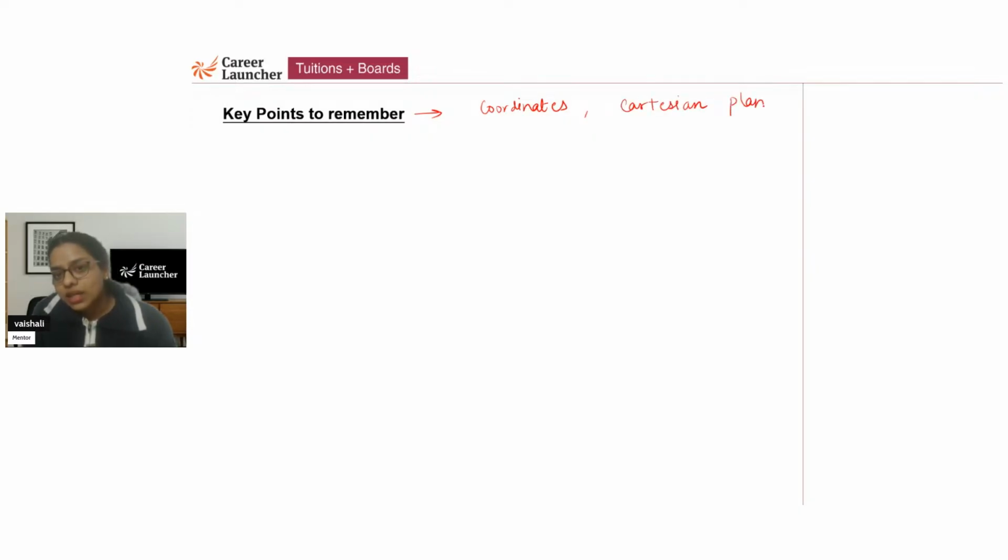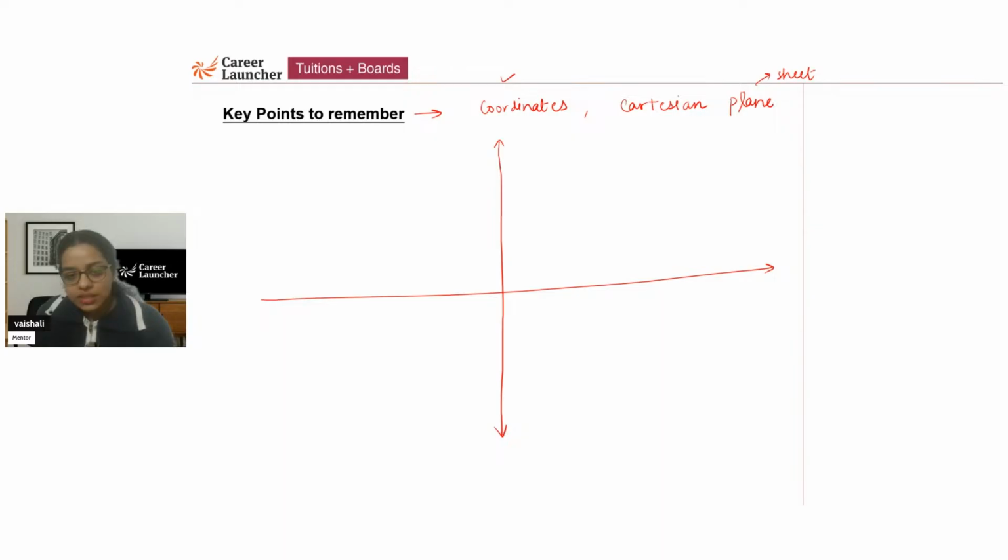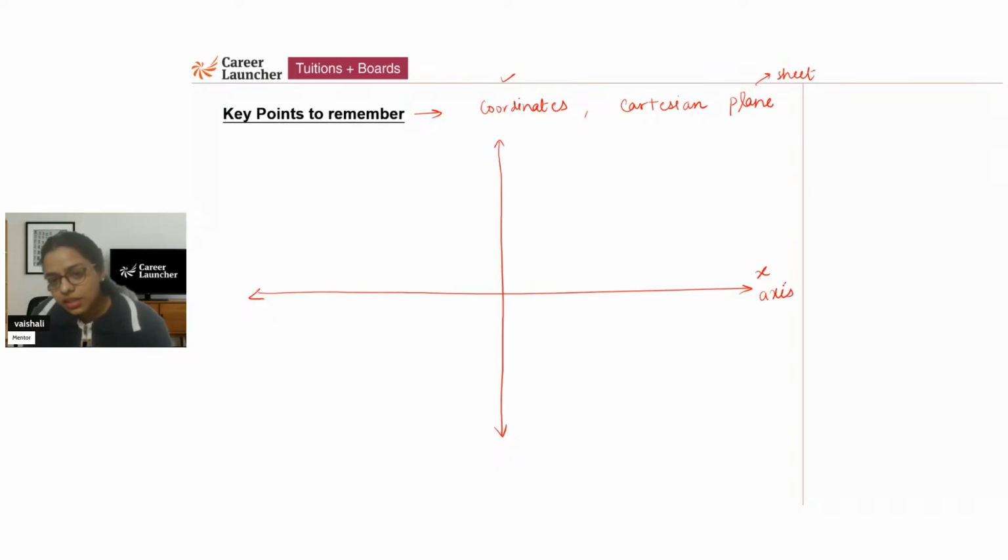Now what do we mean by Cartesian plane? A Cartesian plane is like a sheet of paper. Like I have a paper here, right? It's like a sheet of paper, but over it we are trying to denote something. Now what is it? Coordinates. So for instance, let us try to draw. This is my x-axis and this is my y-axis. So this is my Cartesian plane consisting of the x-axis and y-axis.